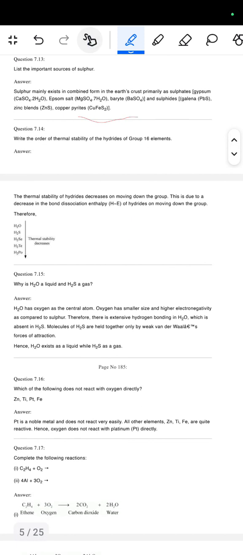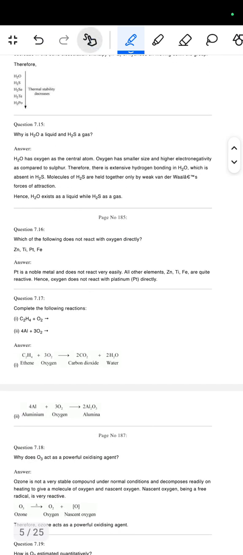Then comes: write the order of thermal stability of the halides of the group 15 elements. The thermal stability of the halides decreases on moving down the group. This is due to a decrease in the bond dissociation enthalpy of the halide when moving down the group. So thermal stability decreases down the group. Right.